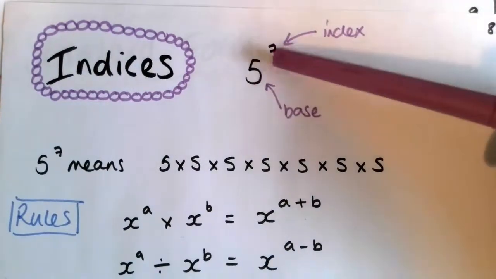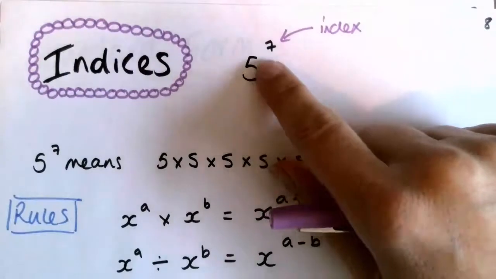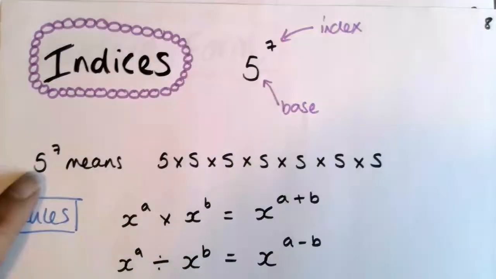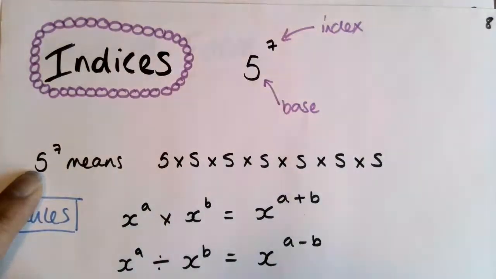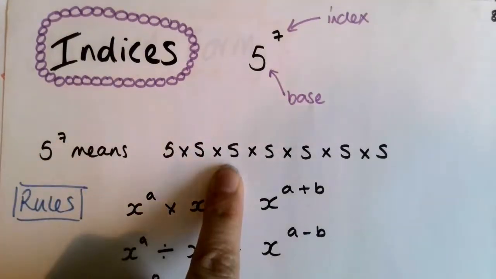And it's very easy to misinterpret this. An awful lot of people will think that means 5 multiplied by 7. Of course, they're wrong. So 5 to the power of 7 means that you're multiplying 5 by itself 7 times. So 5 to the power of 7 means this.